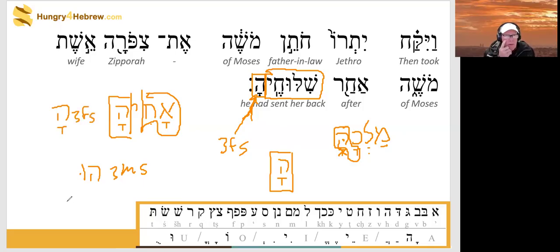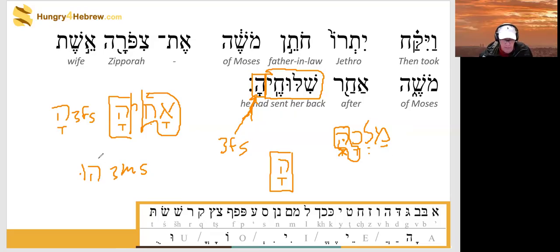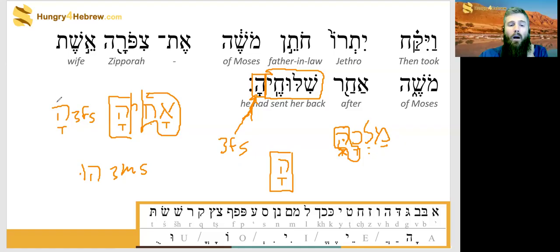Ha. Ha. Ha. So are we missing an aleph anywhere? I don't think so. Where? Are you thinking of this word here missing an aleph? Who's missing an aleph? No, I'm just looking at the 3FS. Oh, that's prefix. I'm looking at the wrong thing. Okay, all right.